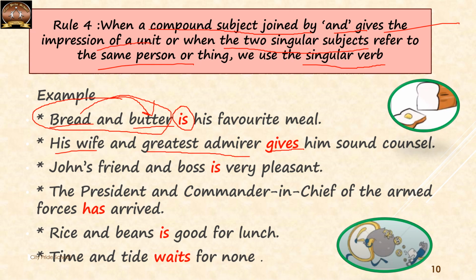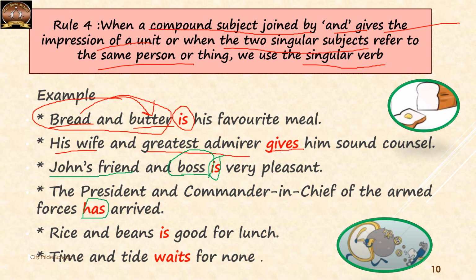John's friend, who is also his boss. Since both the names are being used for the same person, referring to the same person, they are considered as a single unit. So it's going to take is. Then, the president and commander-in-chief. Again, president and commander-in-chief both refer to the same person. Of the armed forces has arrived. Has is a singular verb.